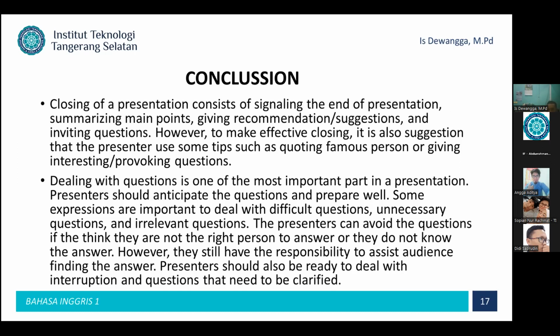Ya. Karena di situ bisa dilihat that you as a presenter understand what you are talking about, that you as a presenter already prepared well. So you as a presenter should anticipate the questions and prepare well before you present your presentations. So some expressions are important to deal with difficult questions, unnecessary questions, and irrelevant questions. We already discussed that in the previous slide.